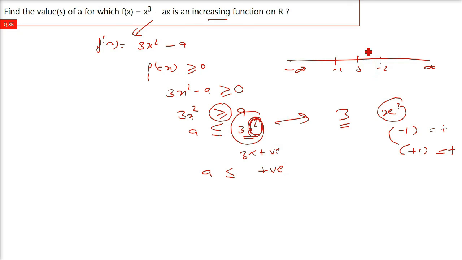I am saying that we are talking about real numbers. Then we square the real number. A real number squared means a non-negative number, 0 to infinity, any number can be there. So what is the lowest number possible in this x², which is 0. So I use the lowest number in x², which is 0. So 3 into 0 is 0. So a should be less than or equal to 0. This is the whole logic. This function will be increasing in this case.